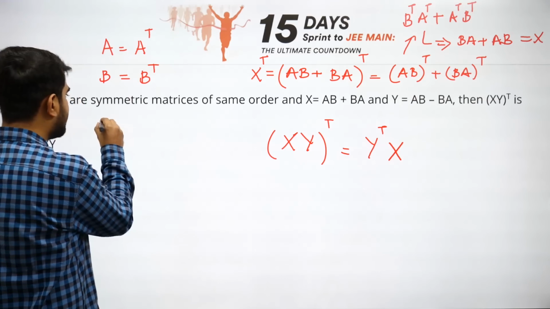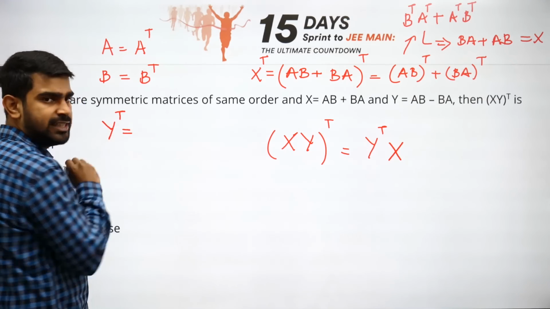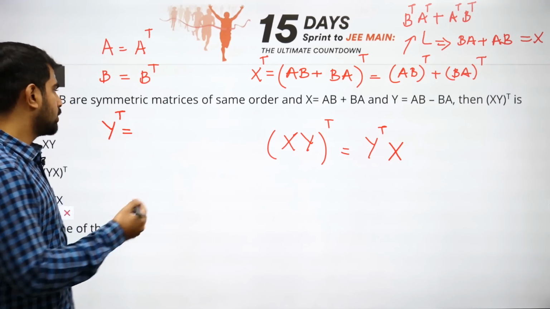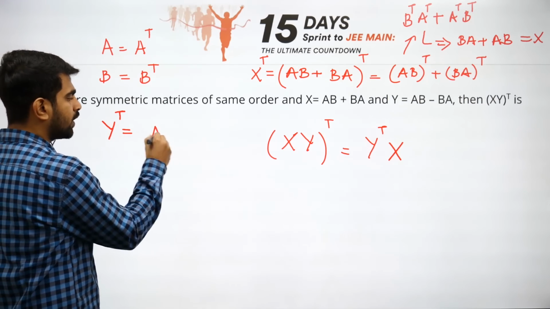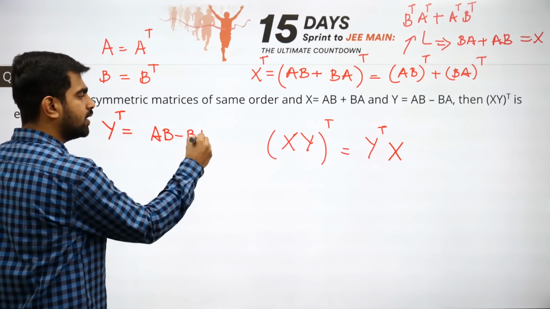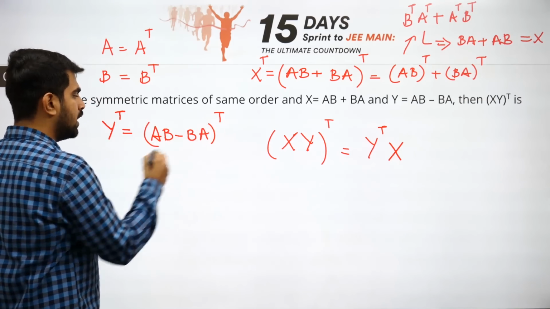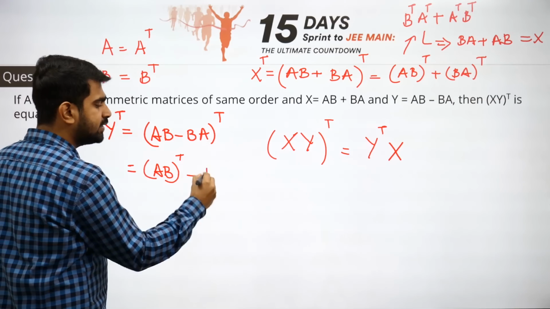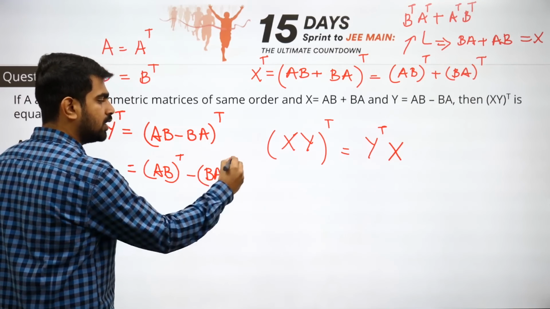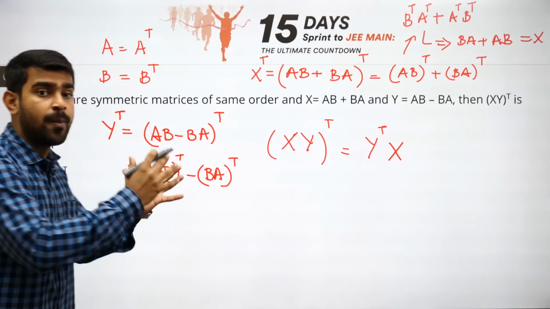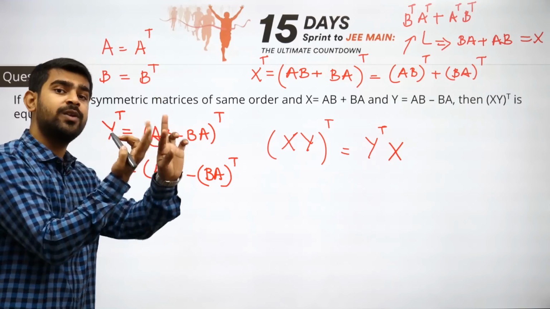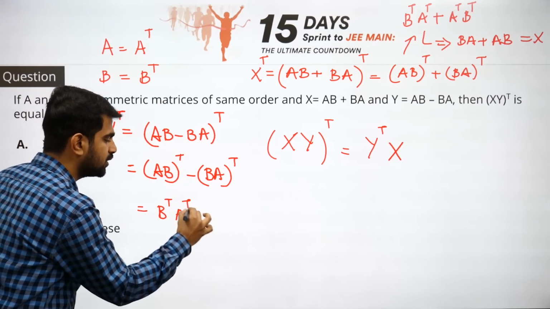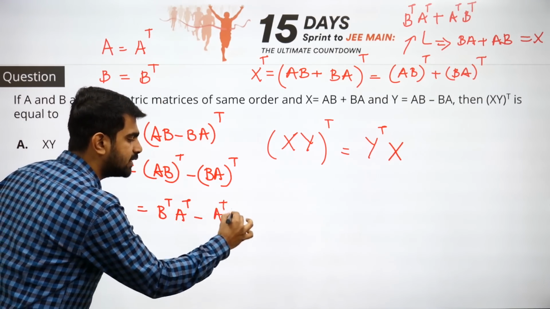Now what is Y transpose, guys? Y transpose is equal to, can you all see this? Perfect. So now Y transpose is equal to AB minus BA, the whole transpose. Now that can be written as AB transpose minus BA transpose. And what is AB transpose? When you have a product, what did I say? When you apply transpose, it will reverse. So it is going to be B transpose A transpose minus A transpose B transpose.